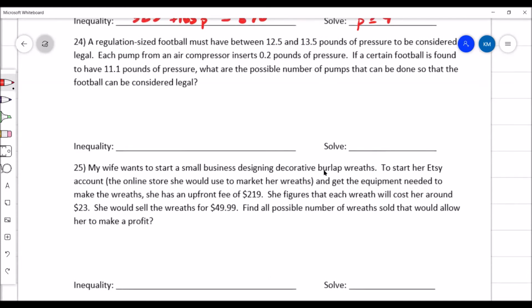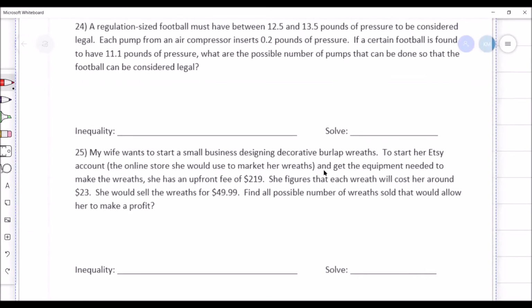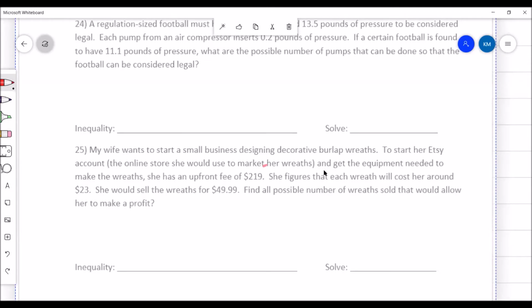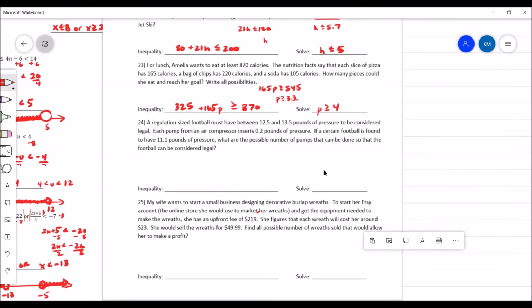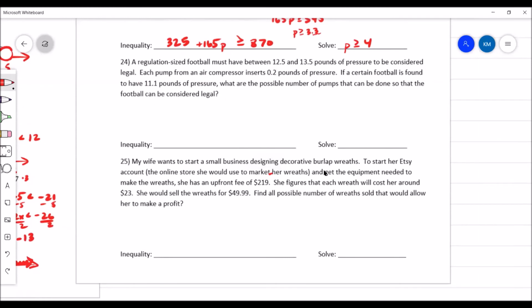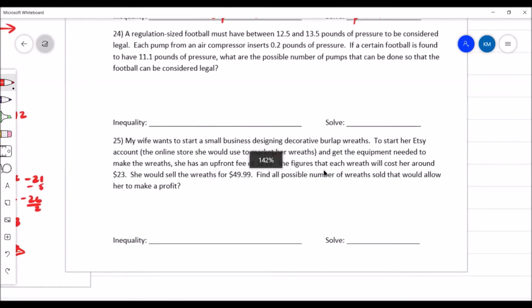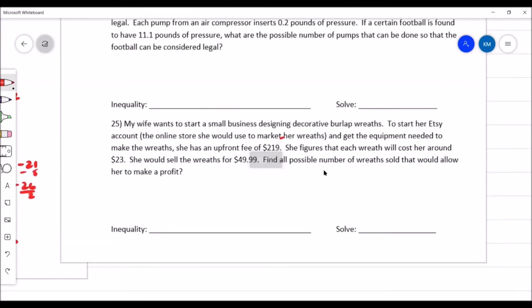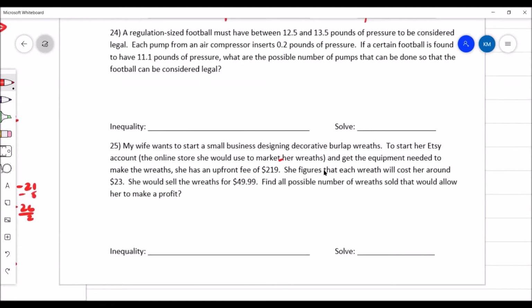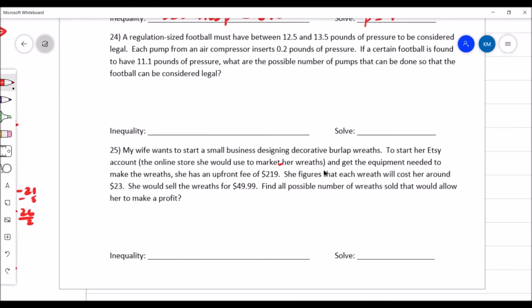Okay. Number 24 says a regulation size football must have between 12.5 and 13.5 pounds of pressure to be considered legal. Each pump inserts 0.2 pounds of pressure. If a certain football is found to have 11.1 pounds of pressure, what are the possible amounts of pumps that can be done so the football can be considered legal?